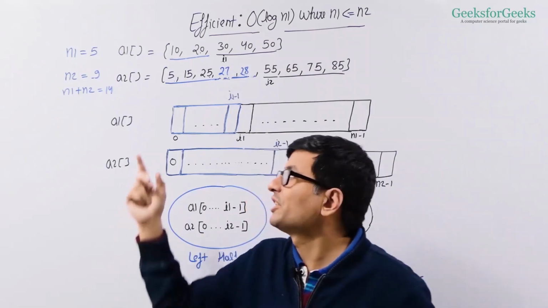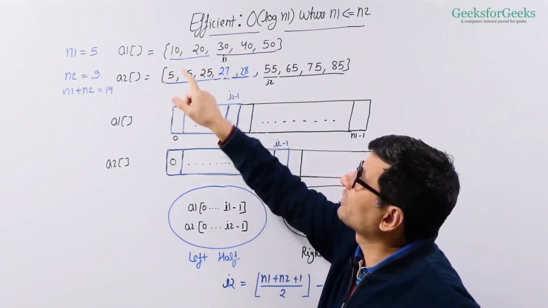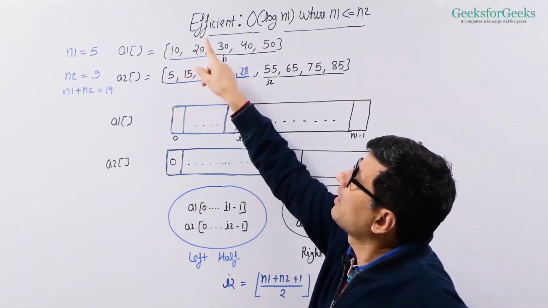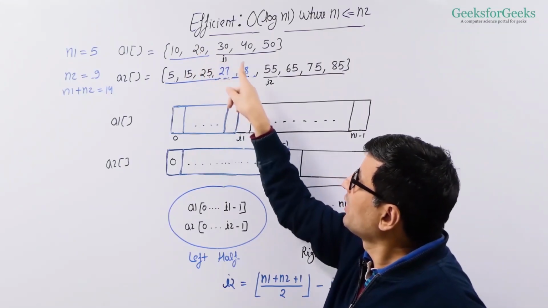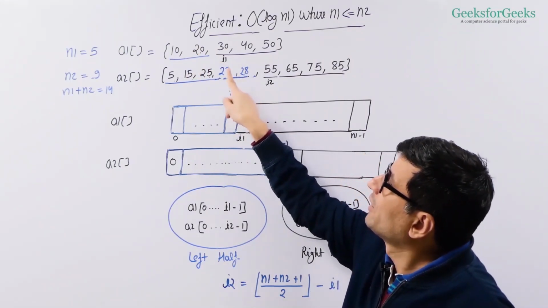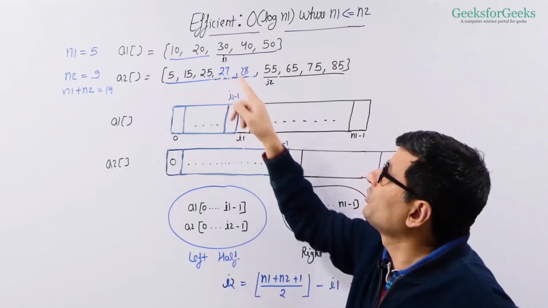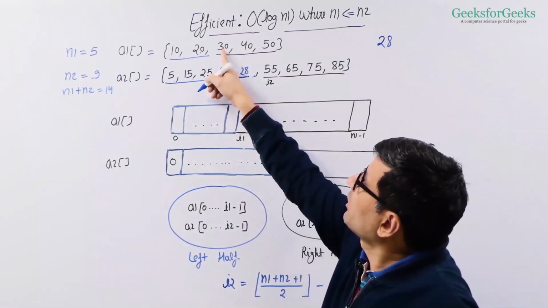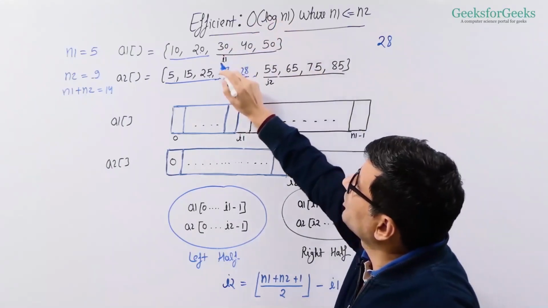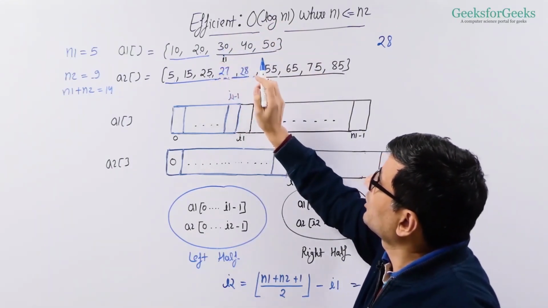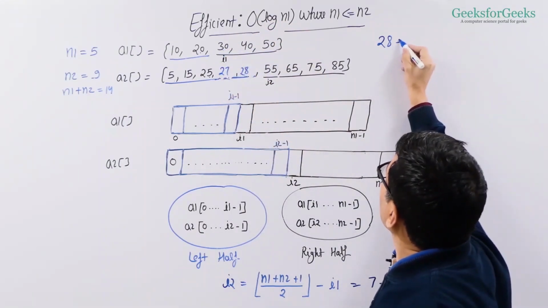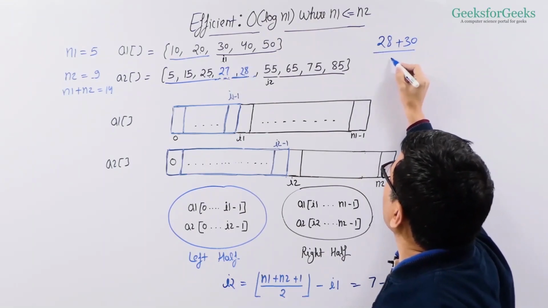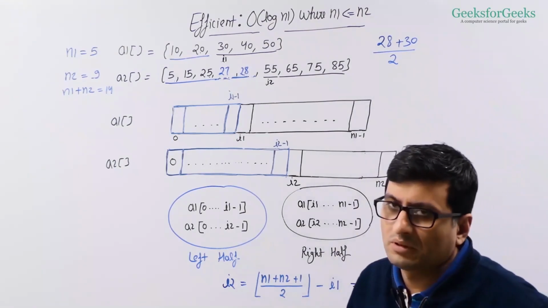And to pick the largest element from this set, it's easy because these arrays are individually sorted. Largest of this is going to be 20, largest of this is going to be 28. And maximum of these two is 28, right? And to pick the smallest of this side set, we will pick the minimum of 30 and 55, which is 30. So your median is going to be 28 plus 30 divided by 2.